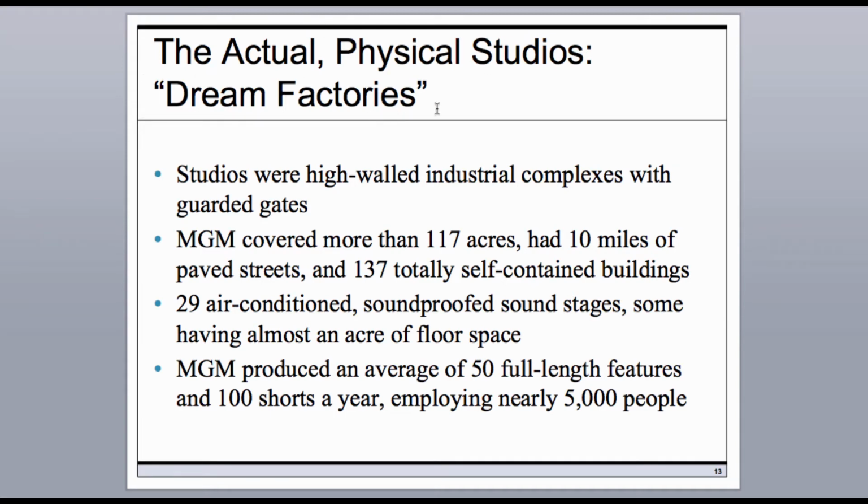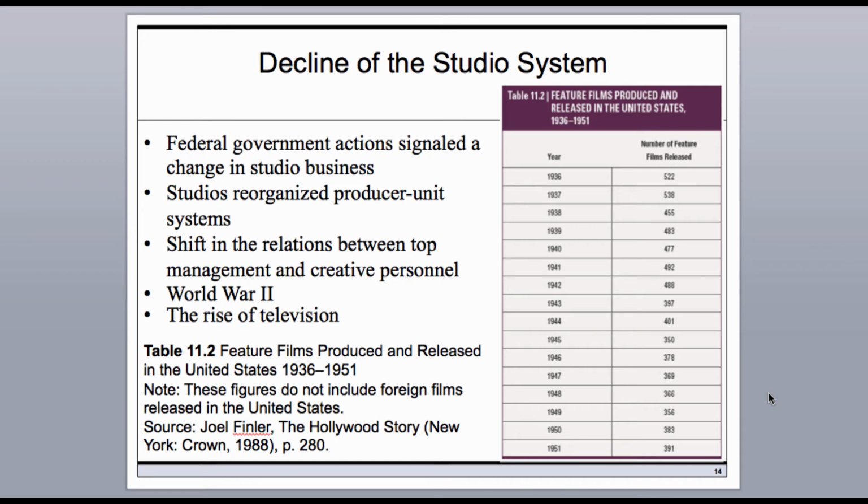Actual physical studios are called dream factories, where they manufacture great products, where they have huge studios that have sets, guarded areas, guarded gates to keep people out. For instance, MGM had 117 acres to work with. That's about 10 miles of paved streets. 137 totally self-contained buildings. They had an air conditioning system, soundproof soundstages, almost an acre of floor space in some areas. MGM produced about 50 full-length features every year, 100 shorts. The shorts would be films that are probably under an hour, even maybe 15 minutes to a half hour. And they employed 5,000 people, so pretty significant in the day and the age.